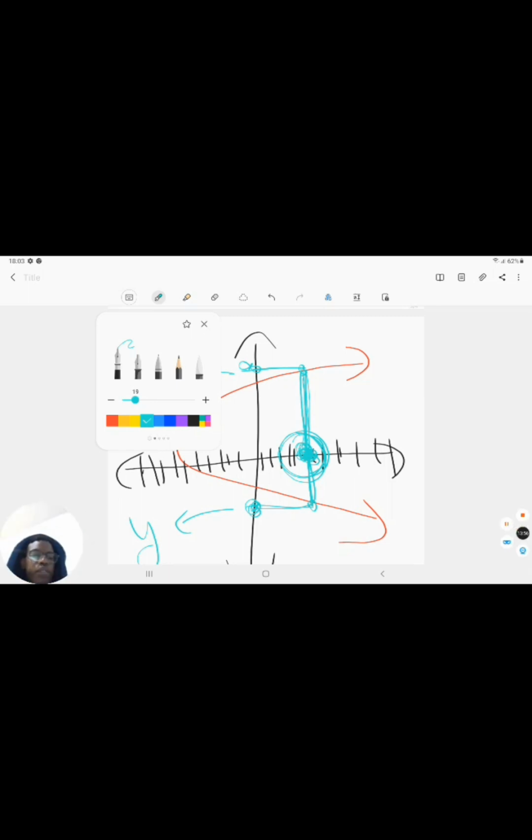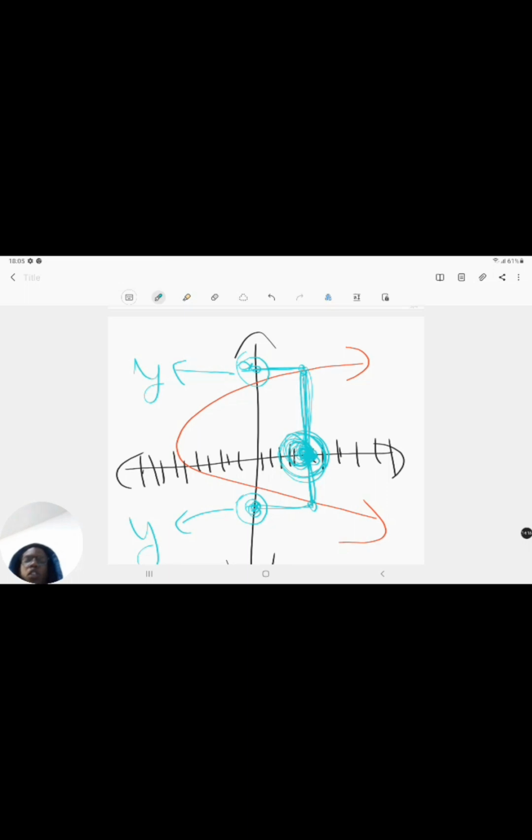This is not a function because, okay, so this is a function. This is a function because you've got the same x value here corresponding to more than one y value. Okay, so this is why this is not a function. It's not a function because an x value has more than one y value.